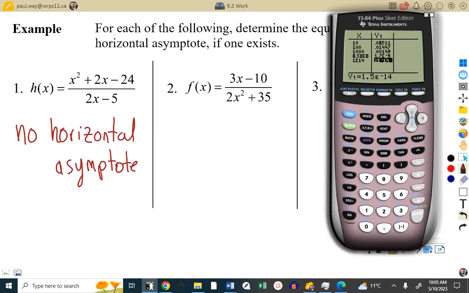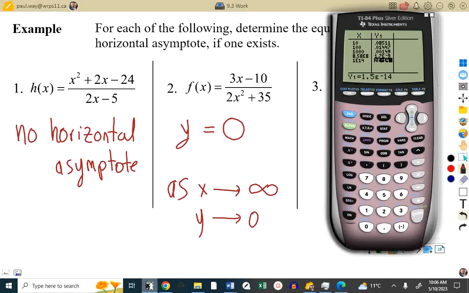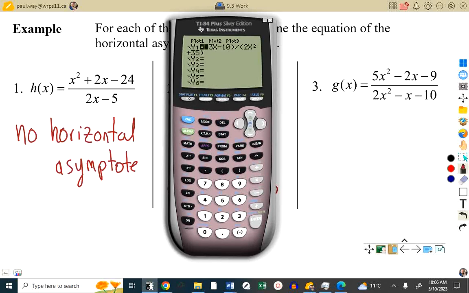So what we would say here is that there is a vertical or a horizontal asymptote, my mistake, at y equals 0. Because, and I don't know that you need to write this, as x approaches a large number, like infinity, y approaches 0. And that's where the asymptote is going to be. If we try the last one, we have y equals, in brackets, 5x squared minus 2x minus 9 divided by, in brackets, 2x squared minus x minus 10.